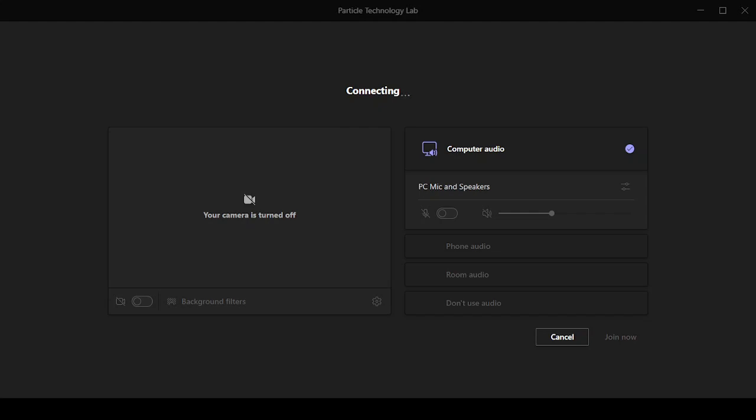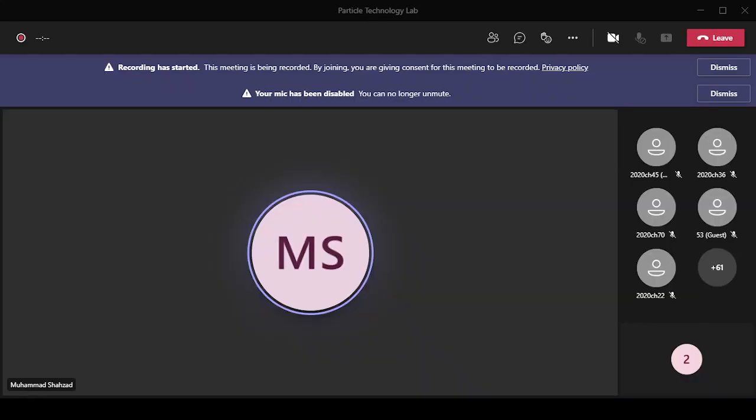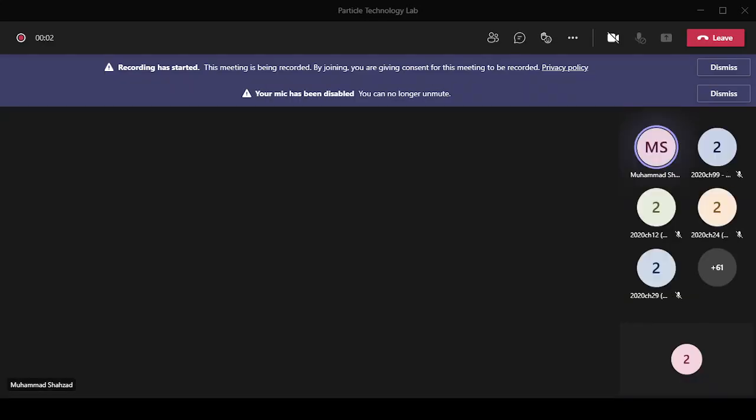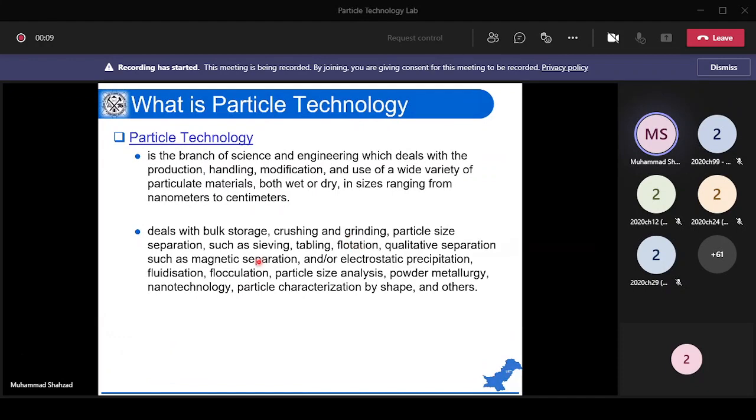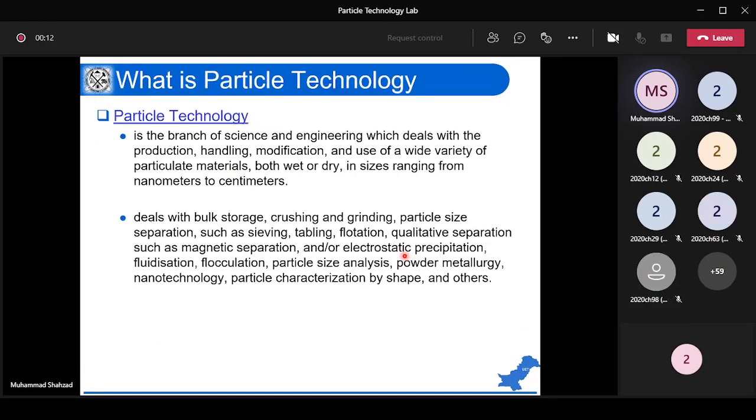Are simple separation processes, and these separation processes include, here you can see, tabling, and these include flotation, magnetic separation, electrostatic precipitation. These processes are based on different principles, but the main objective of all these processes is the same: to separate valuable mineral from non-valuable mineral.